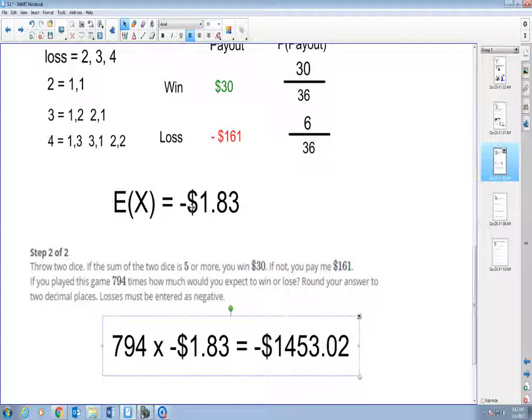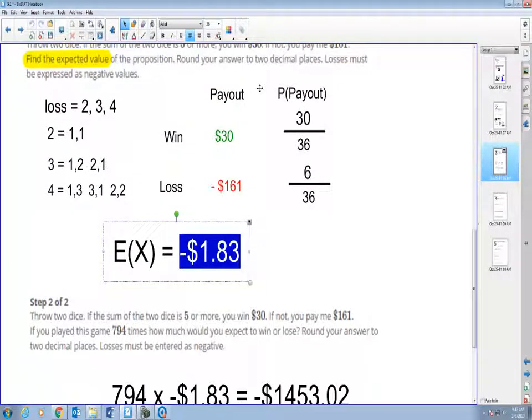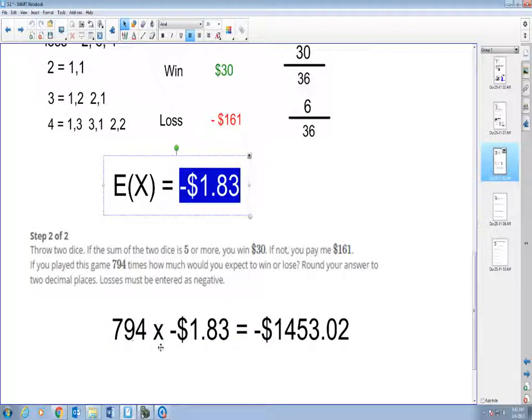So you're expected to lose. So if I would say, you play this game, every time you play, you pay me $2. Okay, so every time you play, you're expected to lose $1.83. There are sometimes you will win, and sometimes you lose, but in the long run, you are expected to lose $1.83 every time. So if you're playing 794 times, you're going to end up losing $1,453.02. Okay. Alright, that is how the game is played.